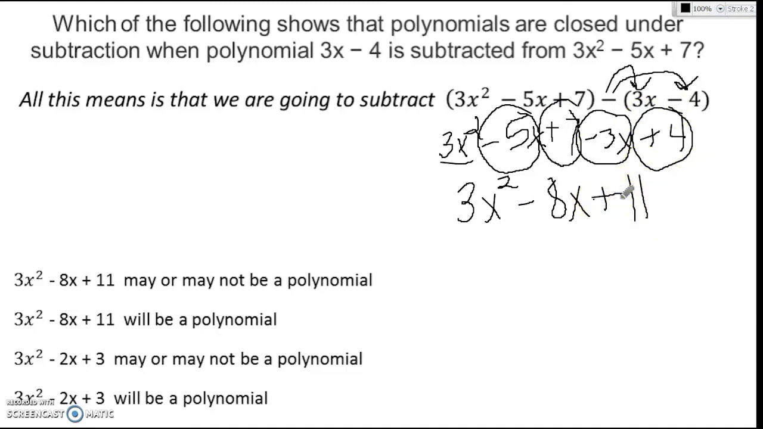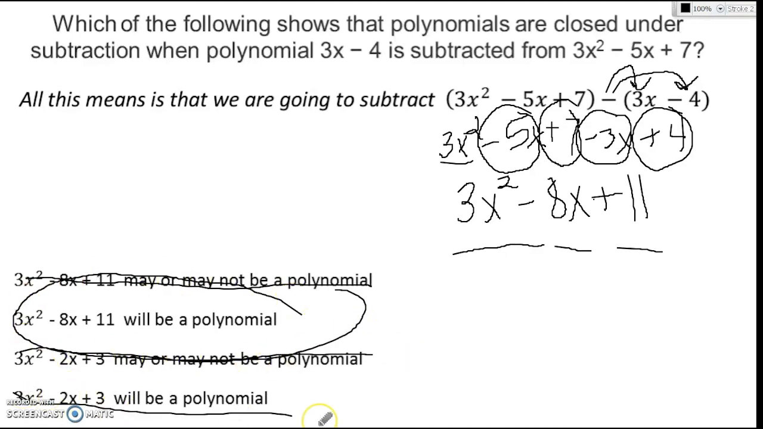Now let's look over here and see which one of these we would select. We know this is a polynomial. Polynomial means more than one term. We know it is. And we know the correct answer here is 3x squared minus 8x plus 11.